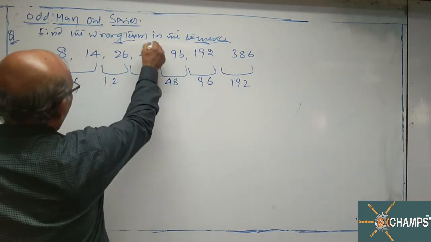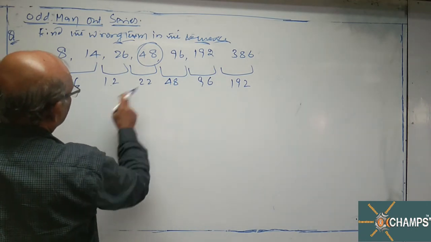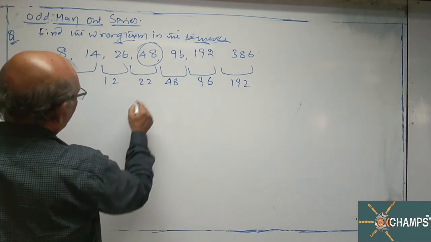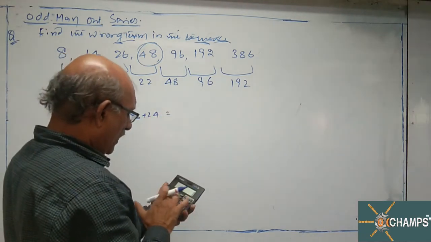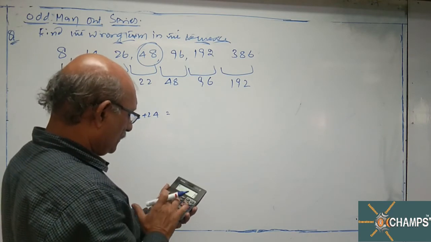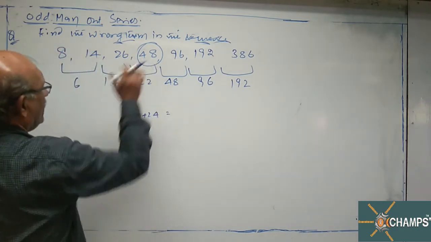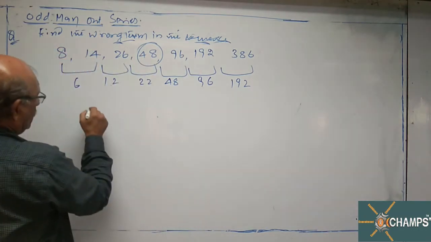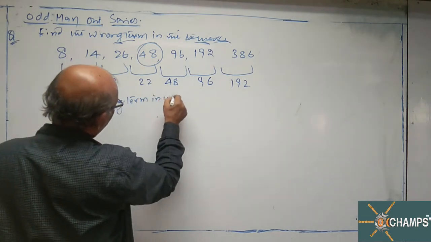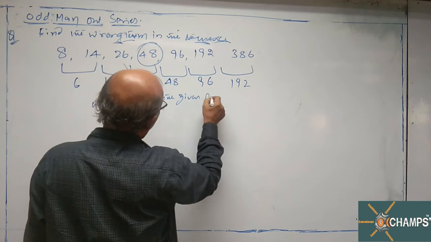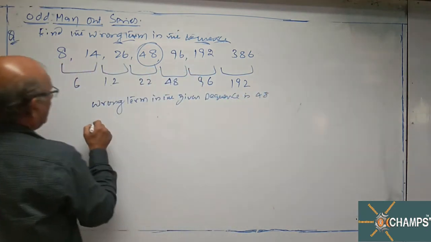So where I am not getting the logic, with this 48 I am not getting. So 24. If I take 24 here, 26 plus 24, how much? It is 50. It should be 50 instead of 48. So wrong term in the given sequence. 48 should be replaced with 50.